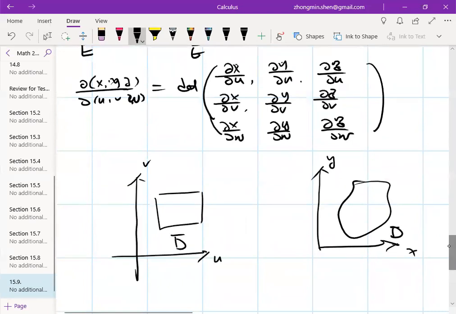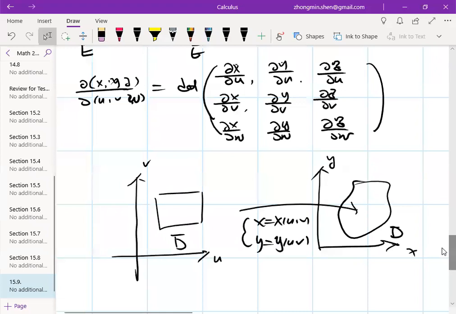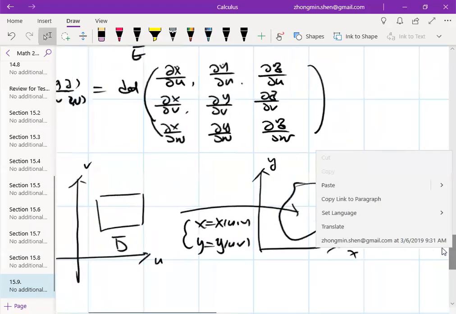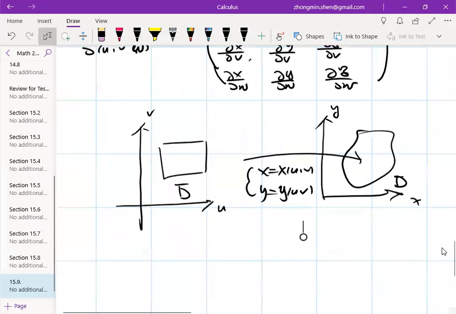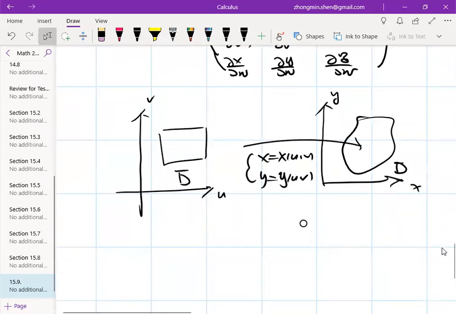If you know this nice region is mapped to this very bad region, given by X equals X of U and V, Y equals Y of U and V, then how can I translate the double integral over D to a double integral over D bar? Well, it's a very similar formula.